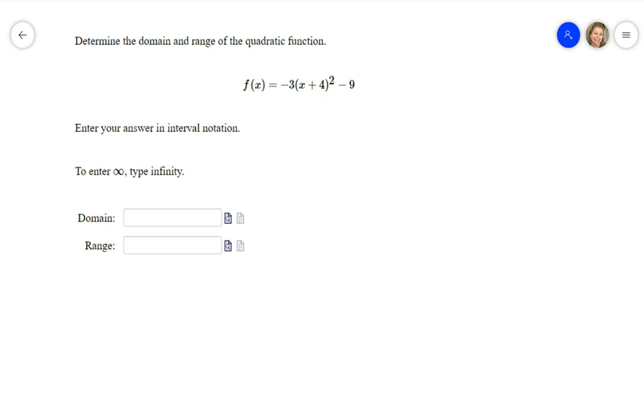This problem wants you to determine the domain and the range of the quadratic function. And this function is given to you in vertex form, which is a times x minus h squared plus k. Now the first thing that I notice is that my a is a -3. So if your a is negative, you're dealing with an upside down parabola like that.